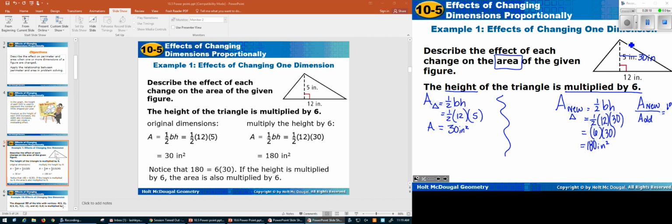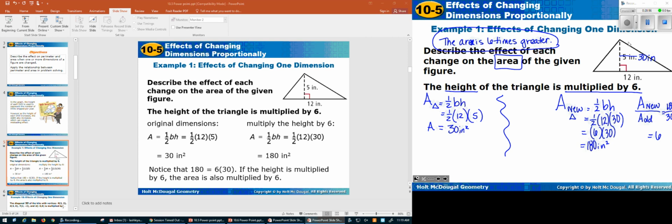So we would take 180 and divide it by 30, and how many times do we get? 6. So your answer would be, when it says describe the effect of each change, the area is 6 times greater. So write me a complete sentence, starting with a capital letter, ending with a period, and describe what happens to the area. If I could spell area. The area is 6 times greater. Does that make sense?